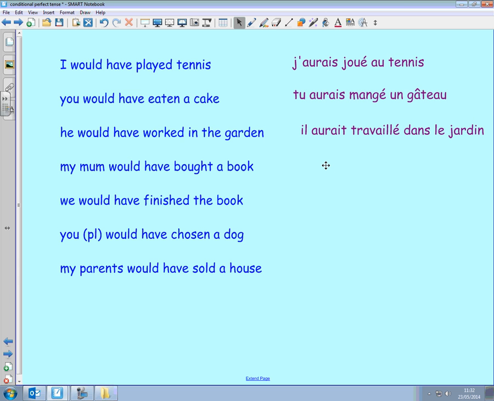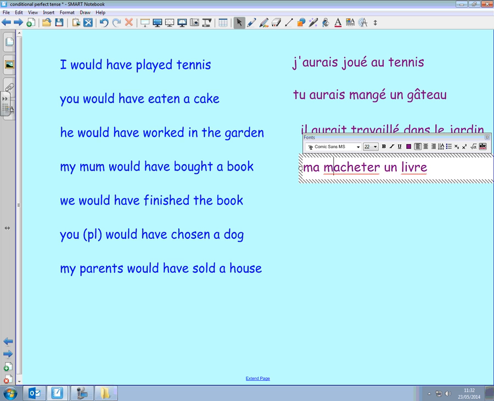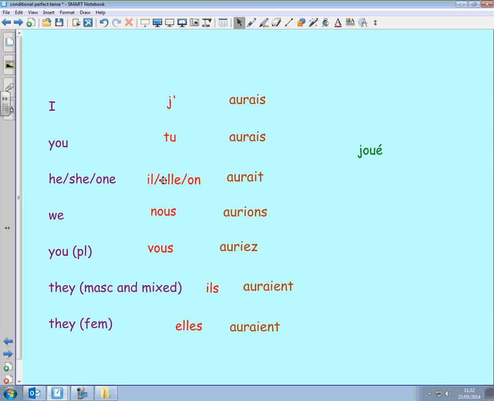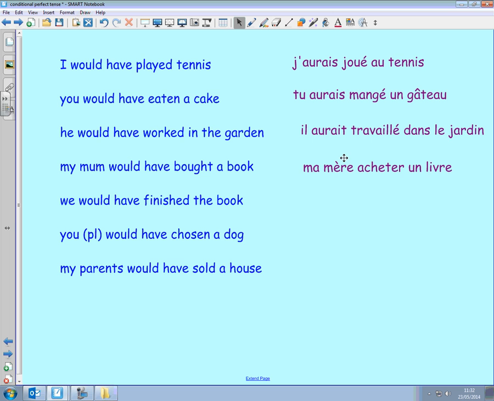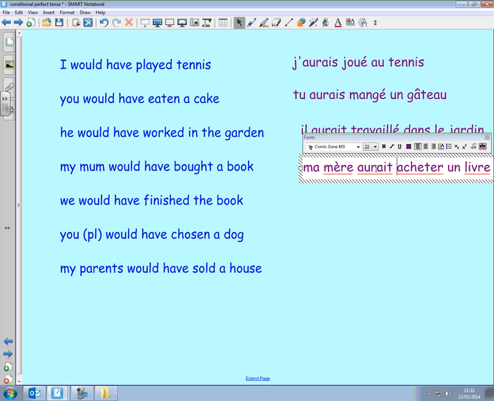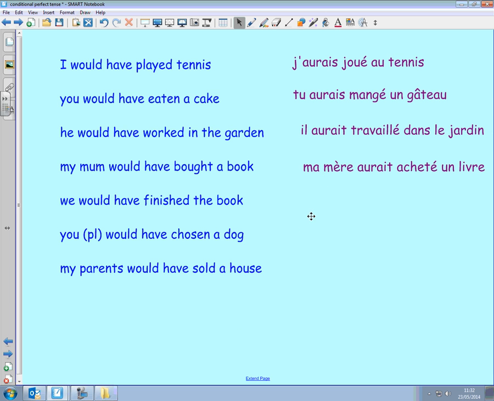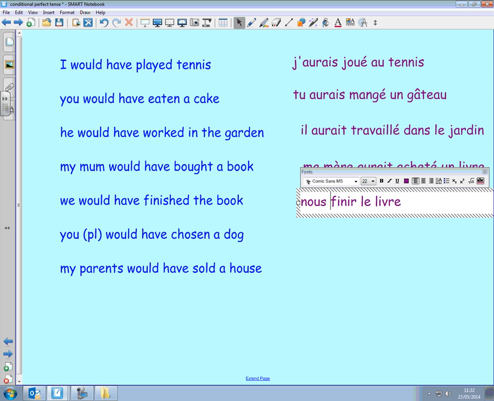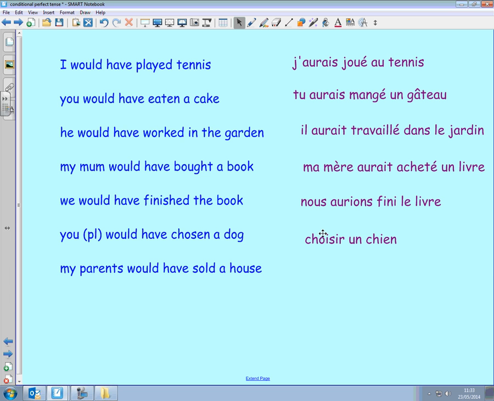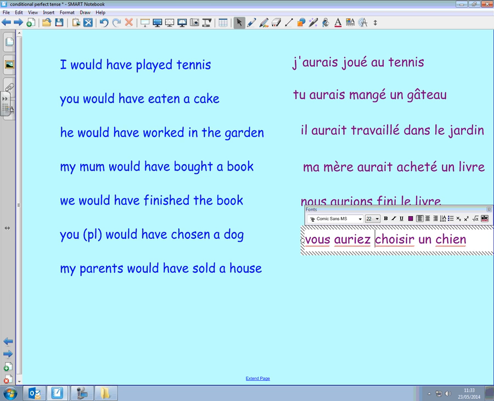My mum would have bought a book. So instead of my mum, we're going to replace it with elle. So we have to use aurait. So ma mère aurait, she would have bought. We would have finished the book. So we is nous aurions. Now IR verbs, we take off the IR, add an I. You would have chosen a dog. So again, vous auriez, take off the IR, add an I.